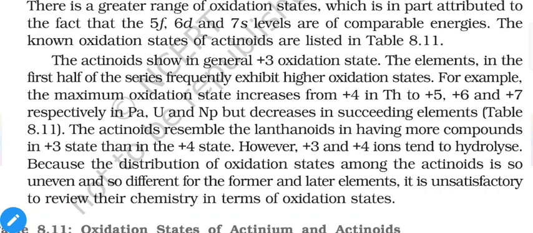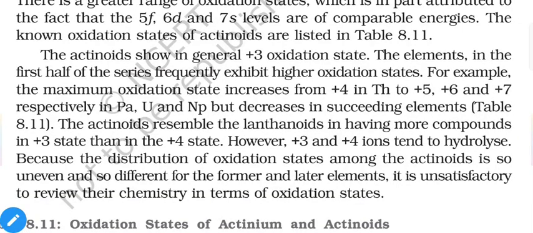The actinoids show in general plus 3 oxidation state. The elements in the first half of the series frequently exhibit higher oxidation states. For example, maximum oxidation state increases from plus 4 in thorium to plus 5, plus 6 and plus 7 respectively in Pa, U and Np, but decreases in succeeding elements. The actinoids resemble lanthanoids in having more compounds in plus 3 state than in the plus 4 state. However, plus 3 and plus 4 ions tend to hydrolyze.